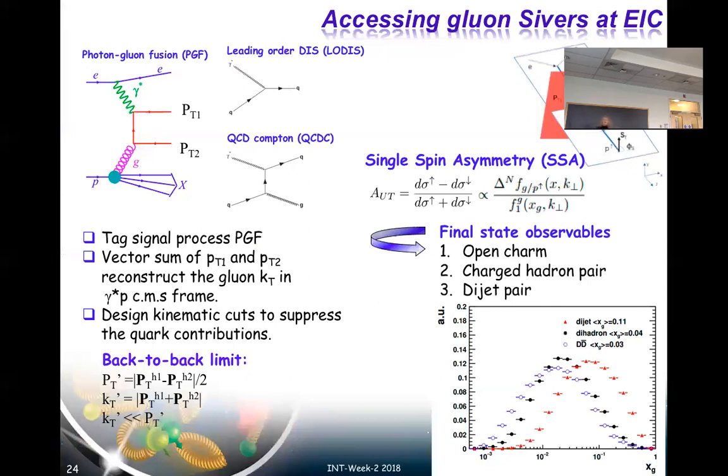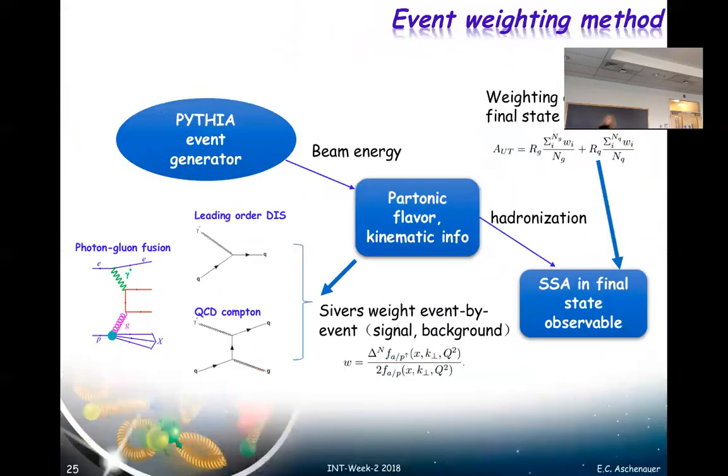We looked at several final states. We did open charm, we did charged hadron pairs, and we did dijet pairs. Depending on what the final state is, you also probe a different x, which shows that some of these processes are complementary. So what did we do? We used Pythia with a certain beam energy, and I can tell you, you cannot do any of this below 20 on 250 because your cross sections are too low.